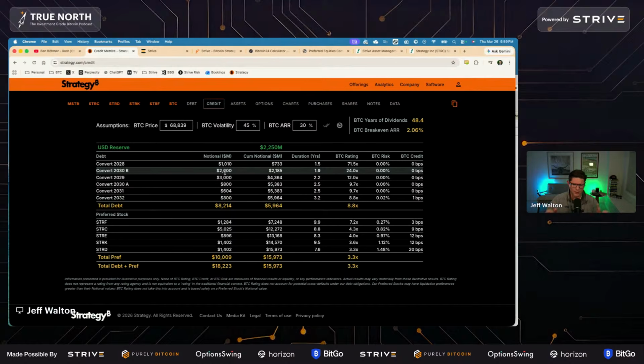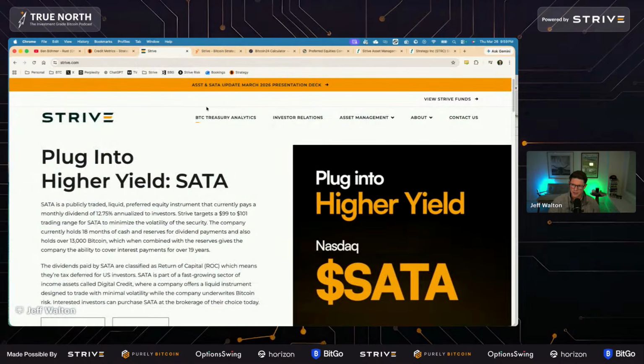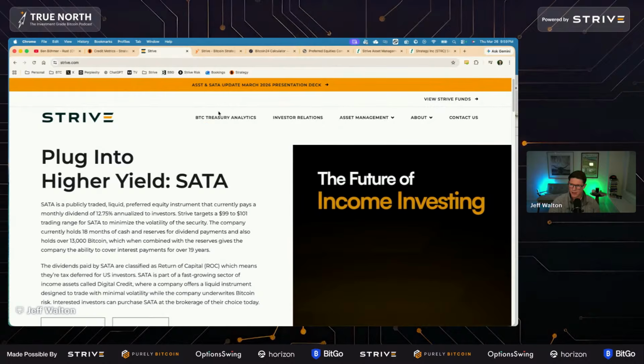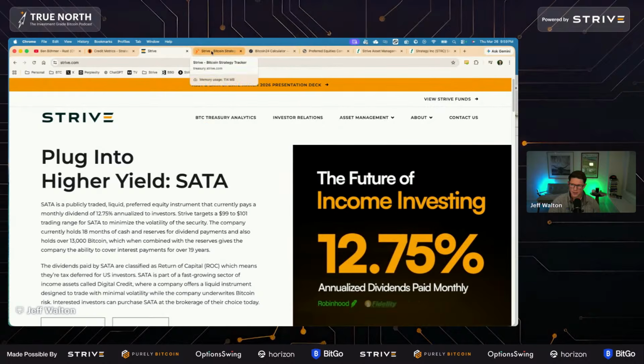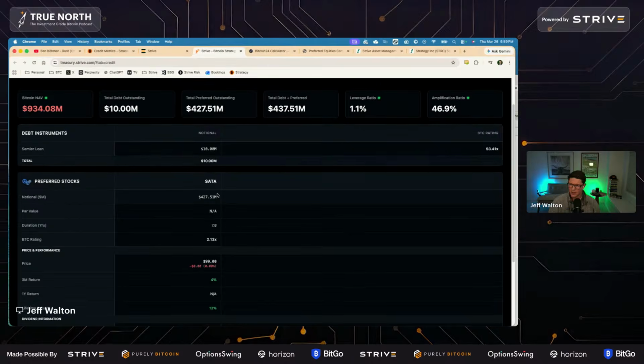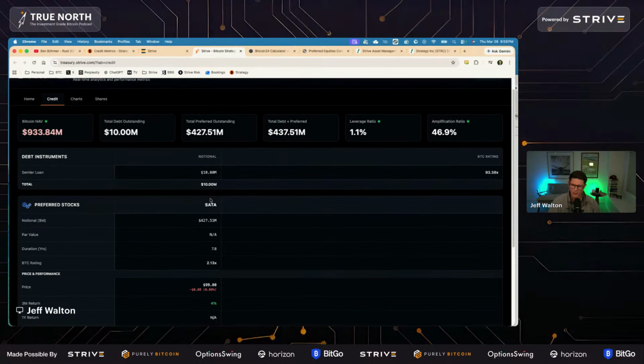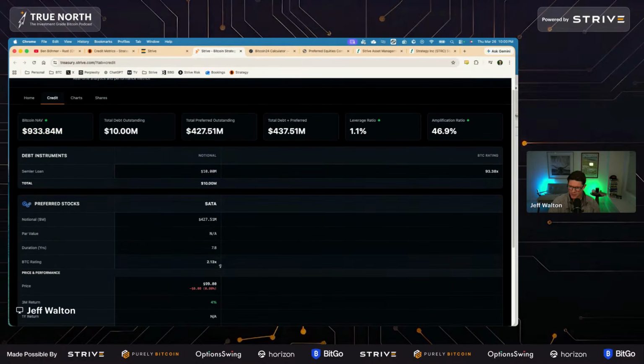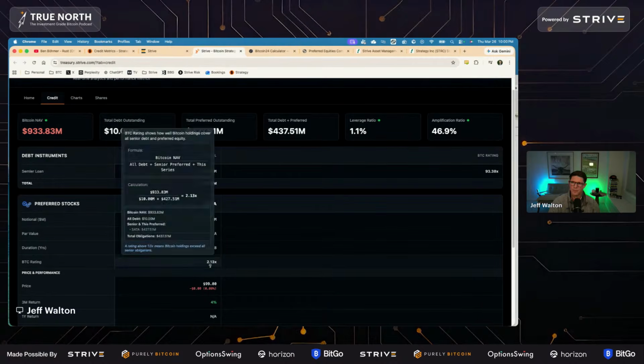But I wanted to show a mathematical framework because I think it's a helpful landscape. So, what do we need to know? We need to know the STRC BTC rating, the STRC BTC risk, and the STRC BTC credit. And if you go to the Strive website, there's BTC Treasury Analytics here. Once you see the BTC Treasury Analytics, you could come in here. We're making some revamped edits to this, but you could see the BTC rating here, 2.13x.